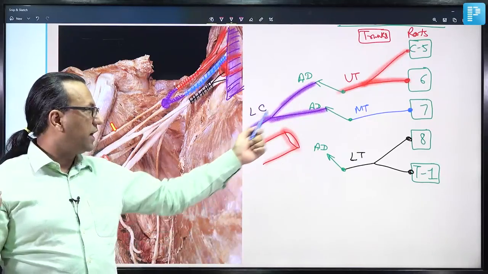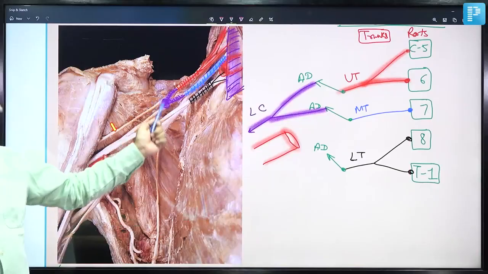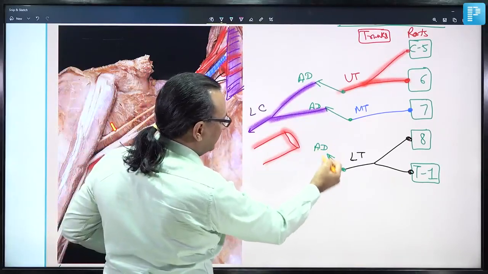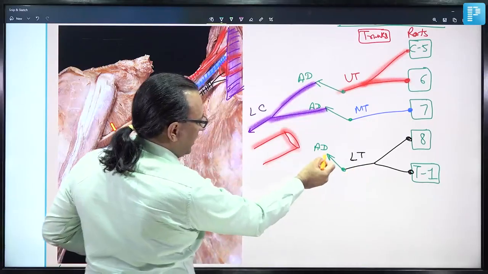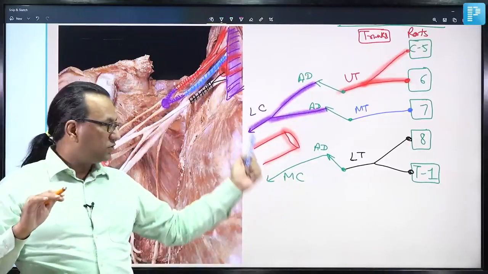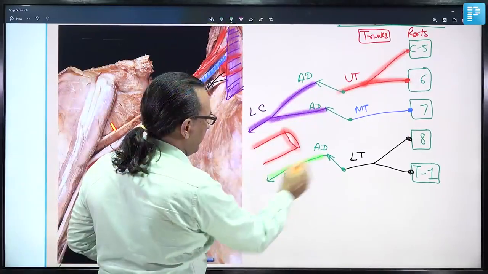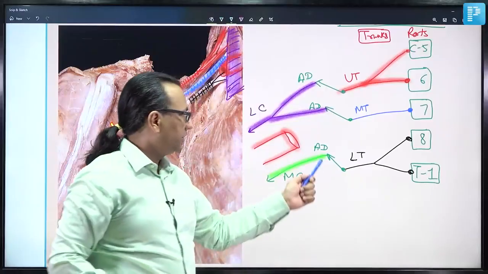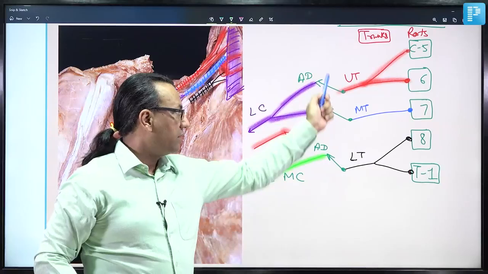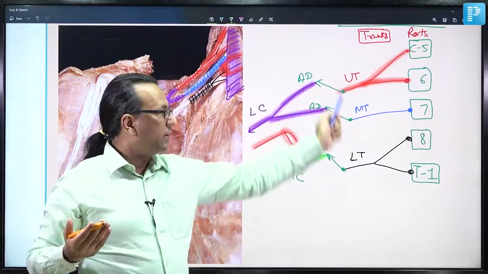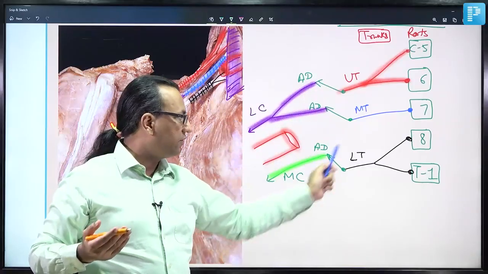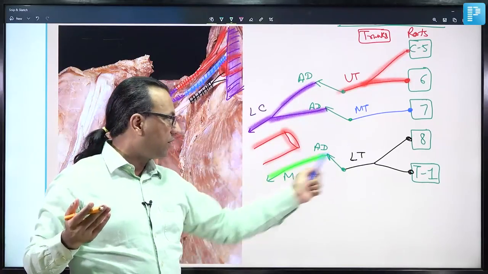Just now you have shown the lateral cord of the brachial plexus. Can you show the medial cord as well? Yes, let's do that. The anterior division of the lower trunk of the brachial plexus continues as the medial cord, lying medial to the axillary artery. So this is the medial cord of the brachial plexus, the continuation of the anterior division of the lower trunk. What happened to the anterior divisions of the upper and middle trunks? They have joined to form the lateral cord, whereas the anterior division of the lower trunk will just continue as the medial cord of the brachial plexus.